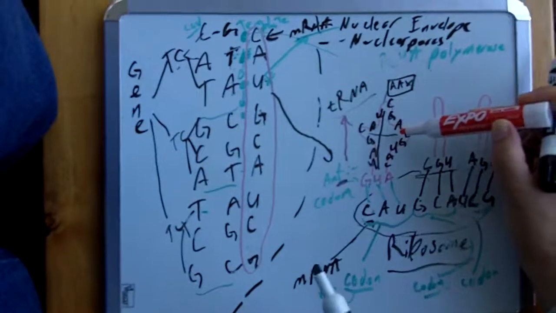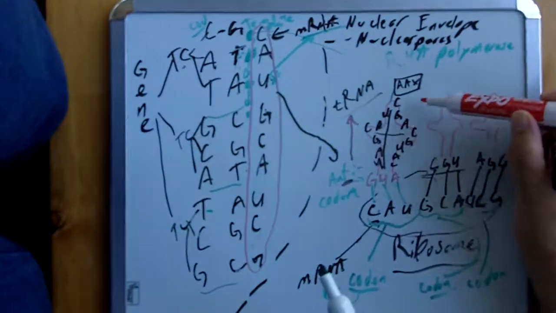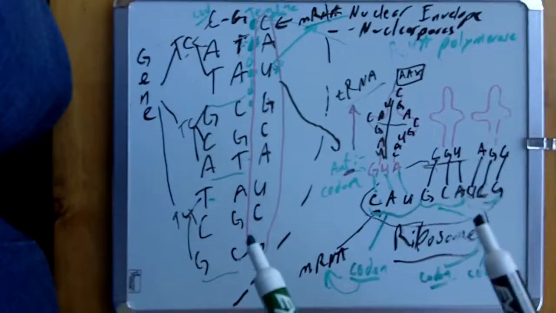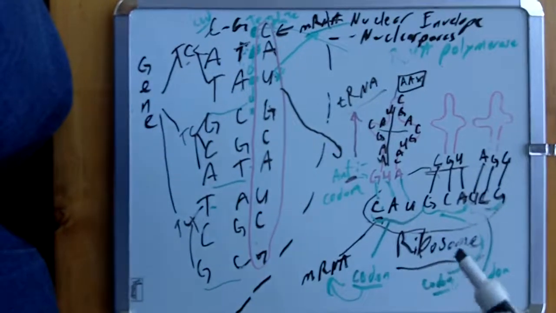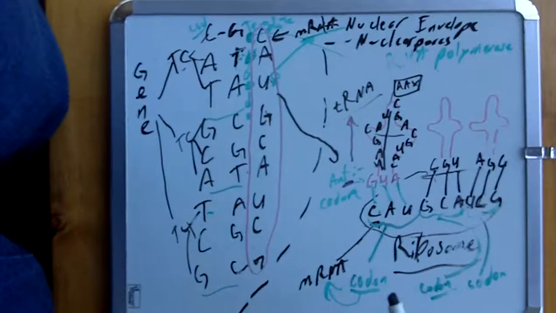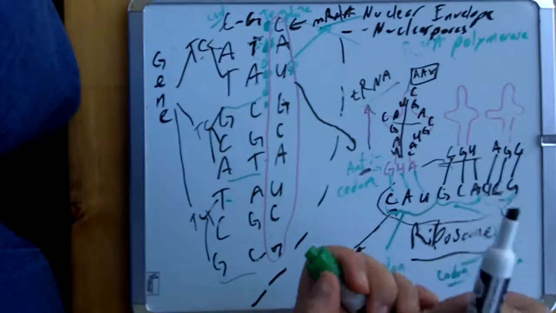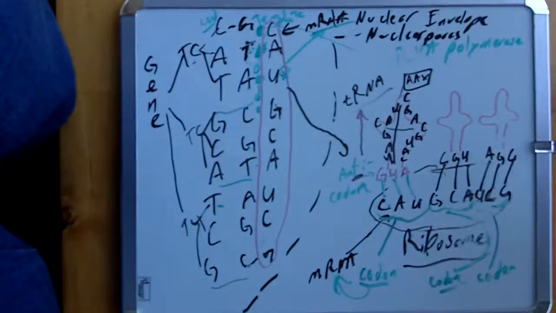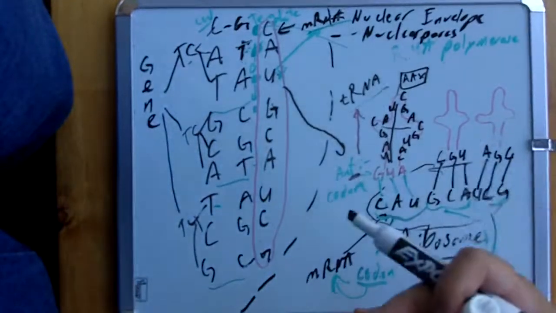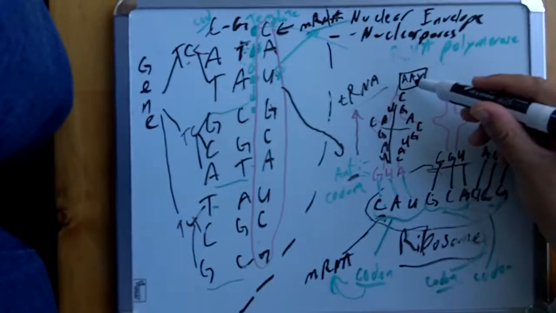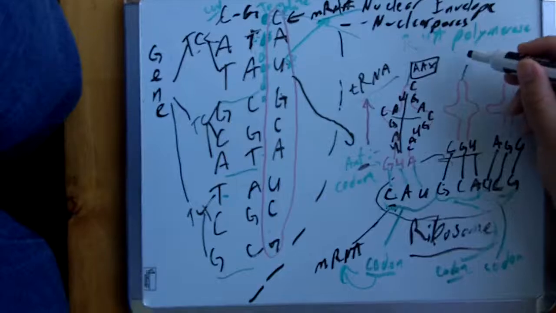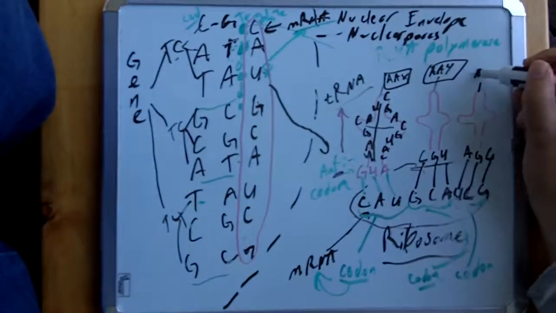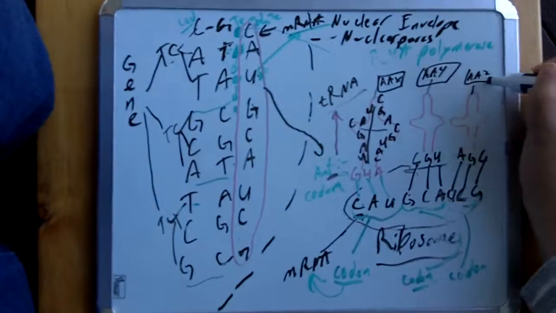Now, attached to each tRNA is a what? Amino acid. And if you remember from your earlier courses, amino acids are the building blocks of proteins. Or another way of saying that is amino acids are what form proteins, what make them up. So we're going to say that attached to this one is amino acid X, attached to this one is amino acid Y, and attached to this one is amino acid Z.